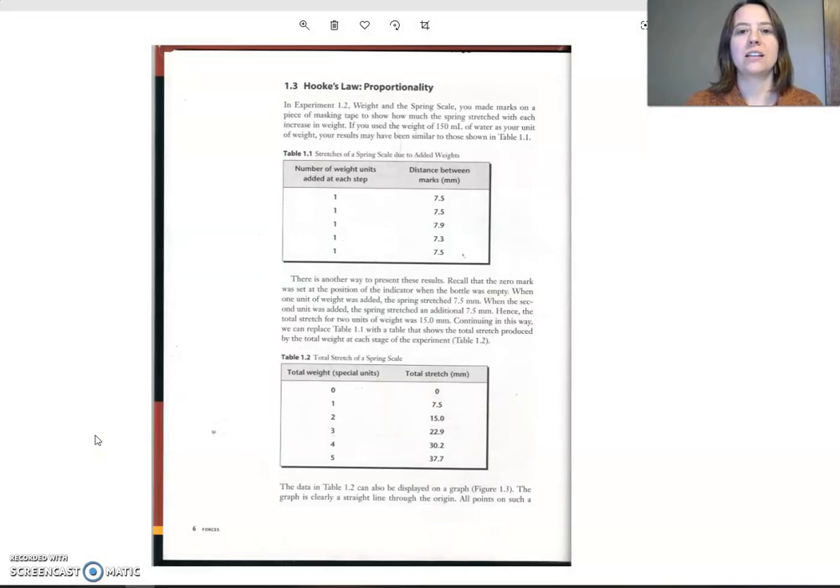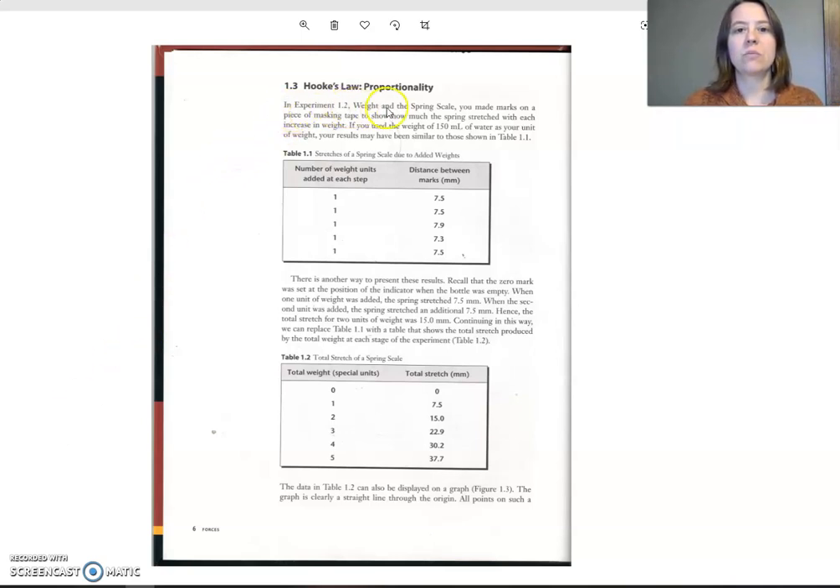This is Physical Science, Chapter 1 on Forces, and today we're going to be working on 1.3 Hooke's Law and Proportionality. So we are postponing our lab 1.2, weight in the spring scale, and we're going to jump ahead to 1.3. So please find your book, Force, Motion, and Energy, and open it up to page 6.